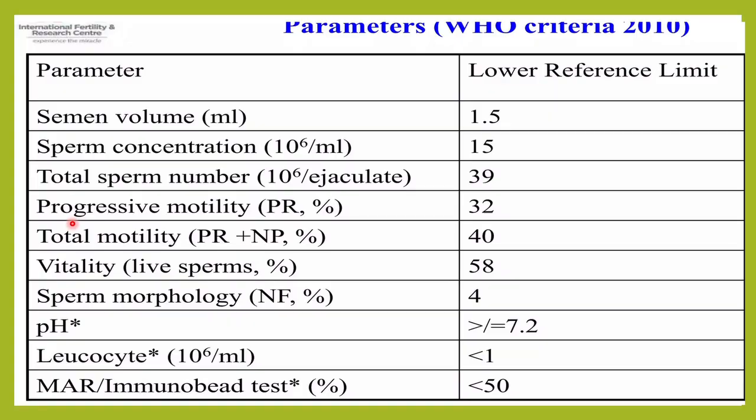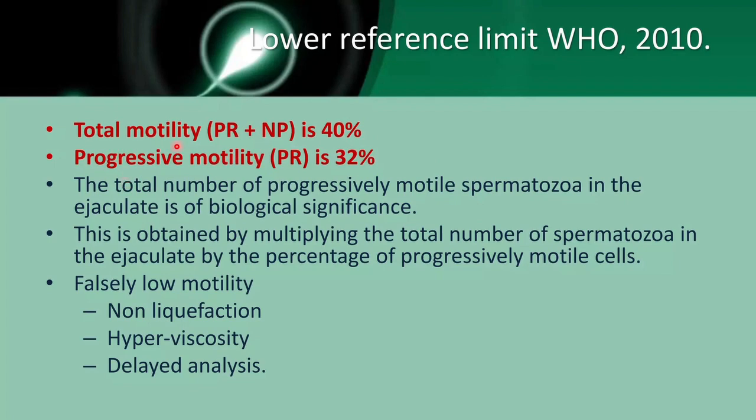According to the WHO criteria, the progressively motile sperms should be a minimum of 32%, and the total motility, that is progressive as well as non-progressive, should be a minimum of 40%. Only if you are taking the progressive motility, even if it is 32%, that is fine. So this becomes very, very important.